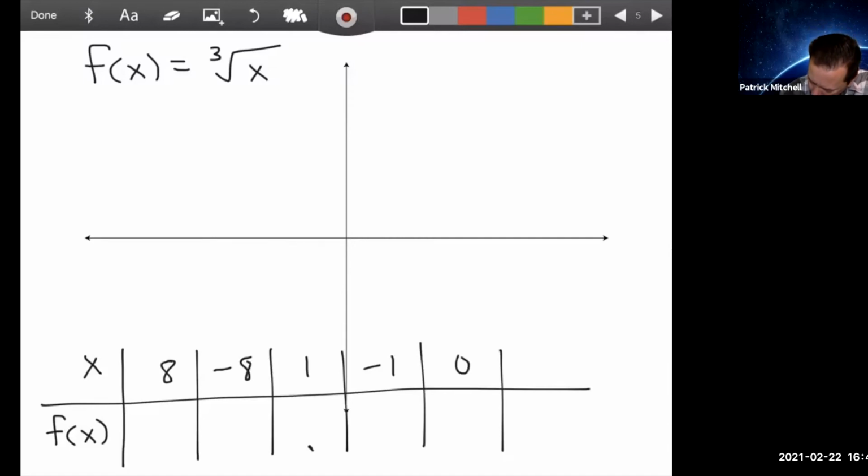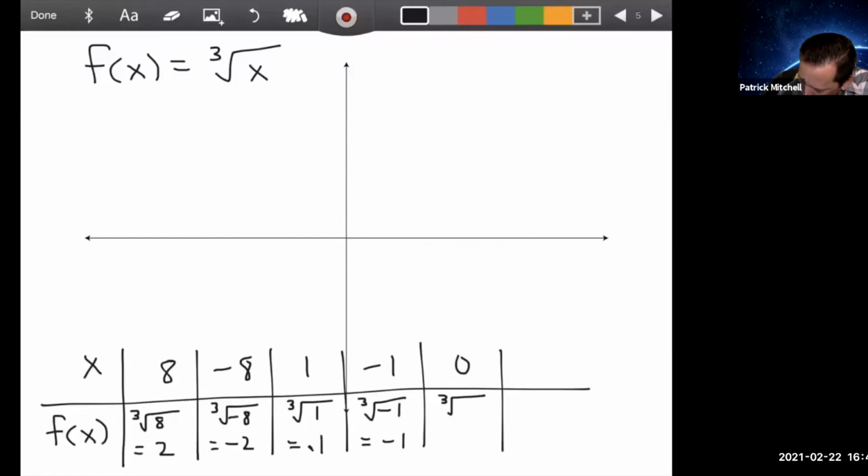All right, so now if I just jot a little cube root here, this is what's going to give us our y values. The cube root of 8 is 2. The cube root of -8 is -2, right? The cube root of 1 is 1. Cube root of -1 is -1. And the cube root of 0, what number cubed gives you 0? Well, it would be 0.